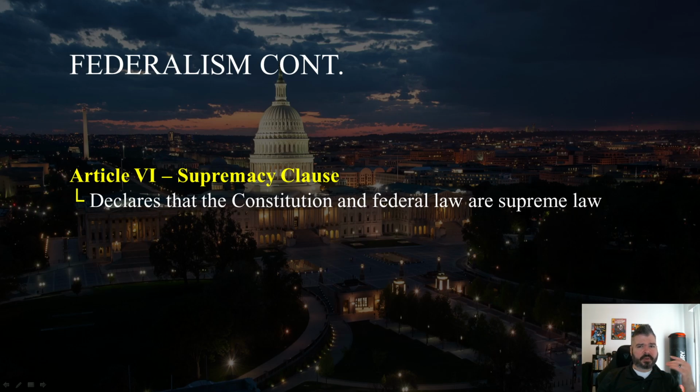Let's move on. So Article 6 here gives us the supremacy clause. I mentioned this, I believe, a few moments ago. So it declares that the Constitution and federal law are supreme law. Article 6, Section 2 reads, and I quote, "This Constitution and the laws of the United States, which shall be made in pursuance thereof, and all treaties made, or which shall be made under the authority of the United States, shall be the supreme law of the land. And the judges in every state shall be bound thereby, anything in the Constitution or laws of any state to the contrary notwithstanding."